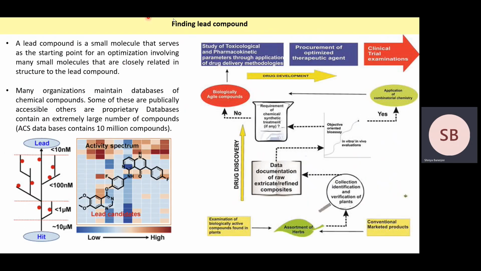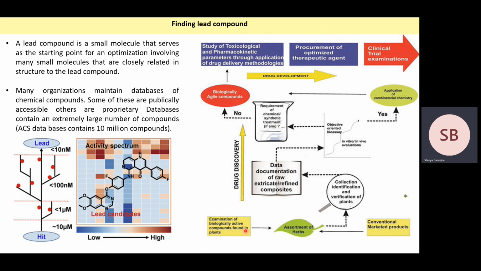Now we will briefly talk about finding the lead compound. So a lead compound is a small molecule that serves as the starting point for an optimization involving many small molecules that are closely related in structure to the lead compound. So what this means is that suppose we want to find a lead compound.